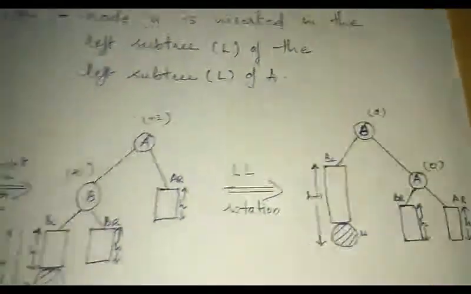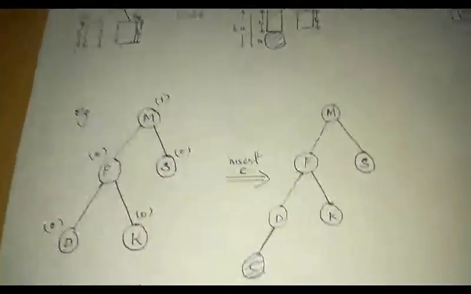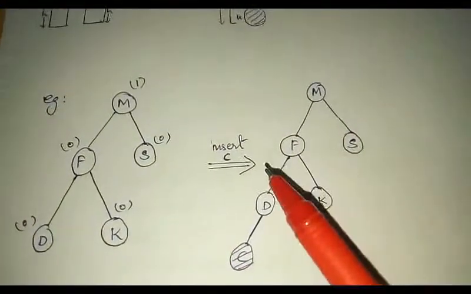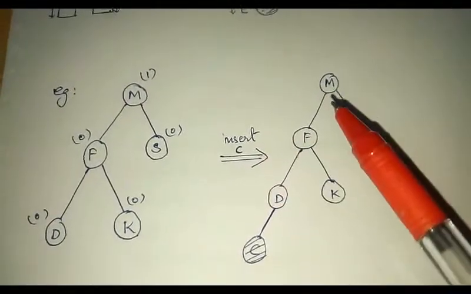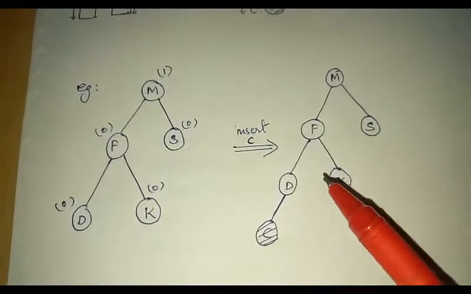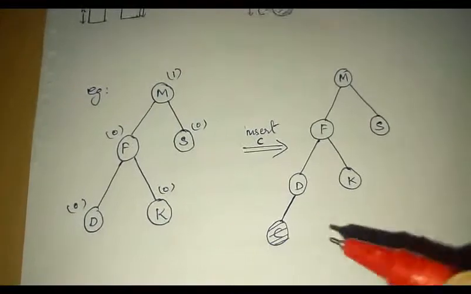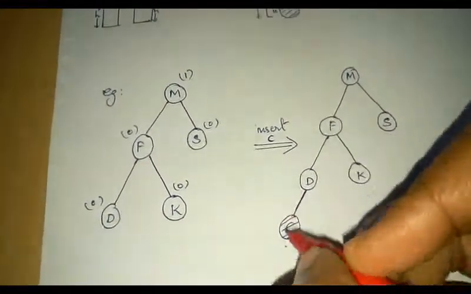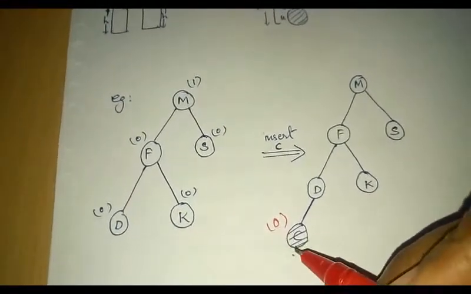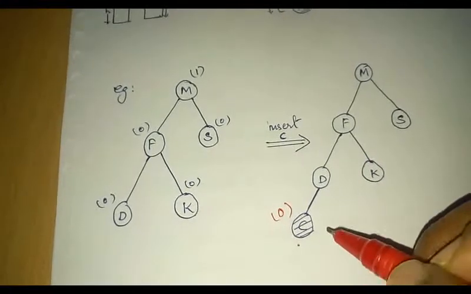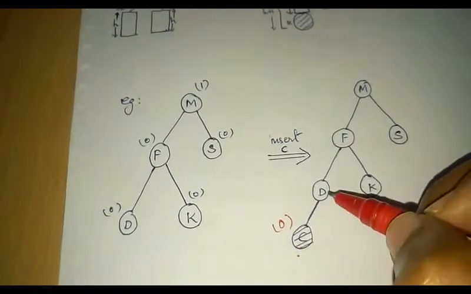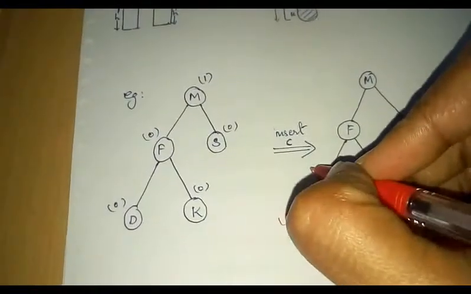Now let's see an example for LL rotation. Now look at this figure. In this figure we are going to insert a node C to the left of the left subtree, right? So C is inserted to the left of D. Now let's calculate the balancing factors for each node. As C is the leaf node, the balancing factor of C is 0, since it does not have a left and right subtree. Now the balancing factor of D will be, the height to the left is 1 and to the right is 0. So D has a balancing factor of 1.